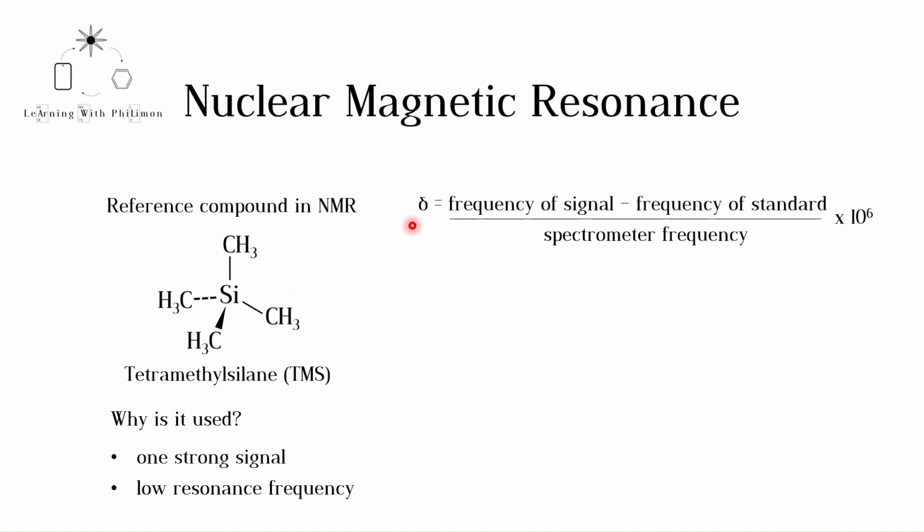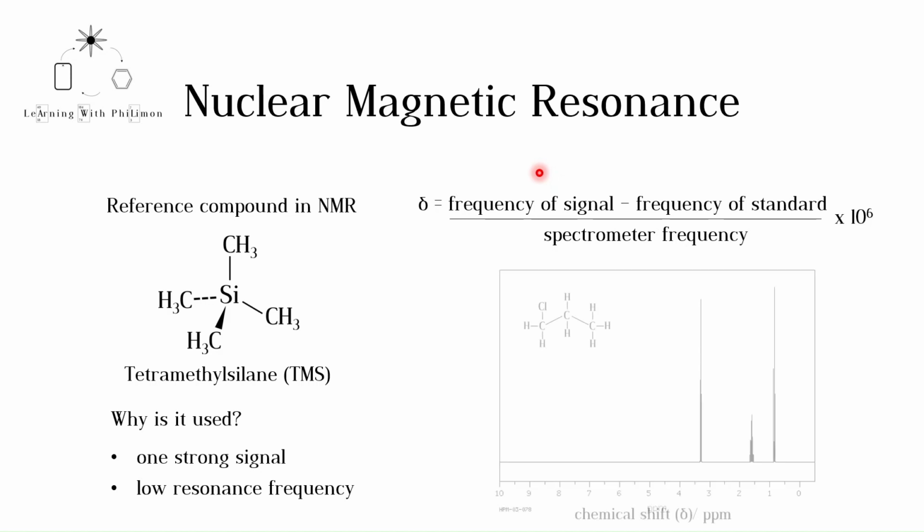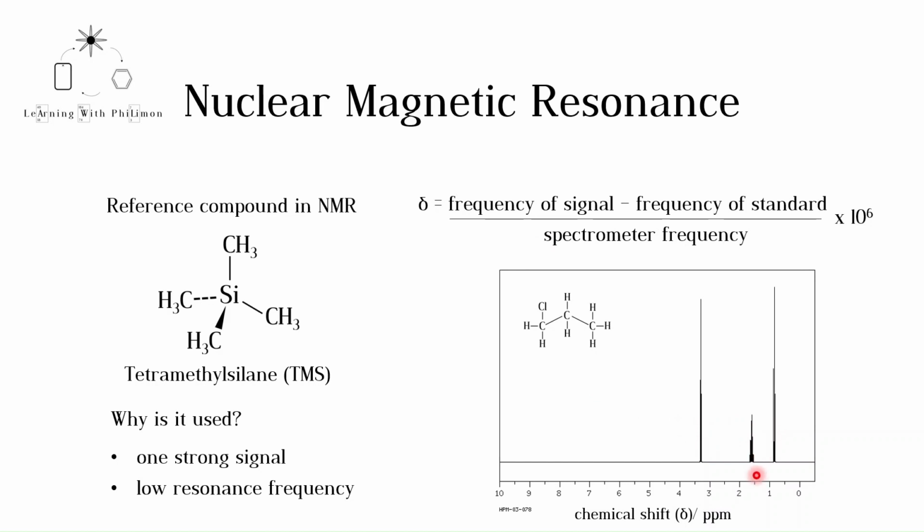As the frequency required for TMS is usually lower than the frequency for the hydrogen nuclei in our sample, this gives us a positive value for the chemical shift. For example, in the 1H NMR spectrum of 1-chloropropane, all the peaks have a positive chemical shift. This is because the hydrogen nuclei require a higher frequency to achieve resonance than in TMS. The signal for the standard is often removed from the spectrum. I have added it here so you can visualize that it would appear at 0 ppm. Now let's take a look at features of high-resolution NMR.